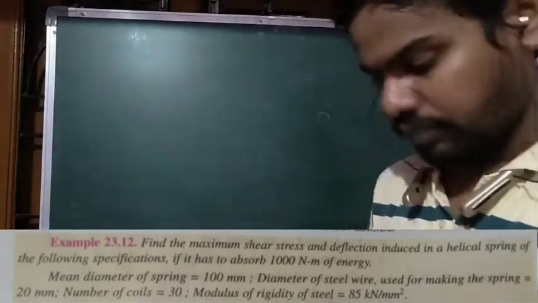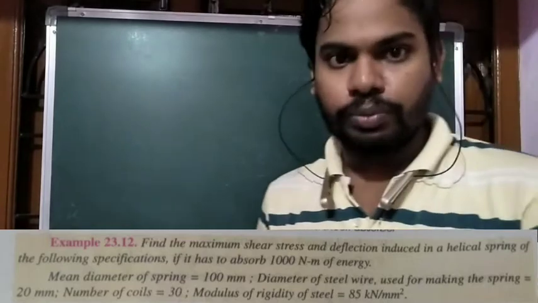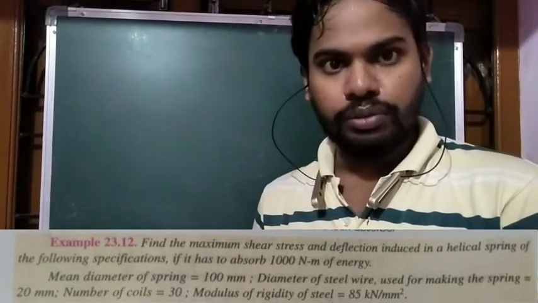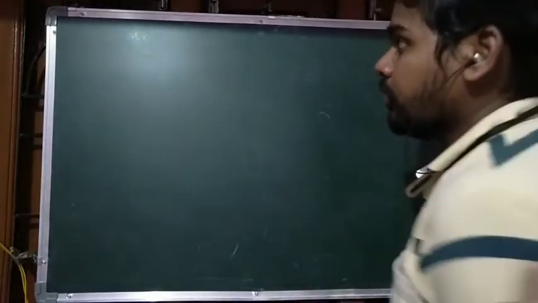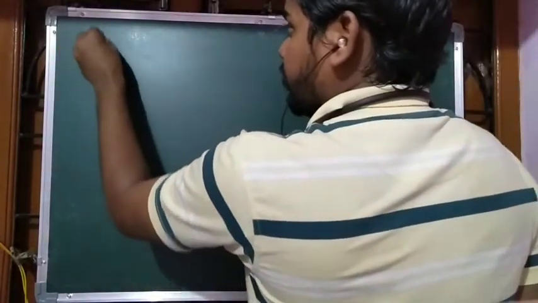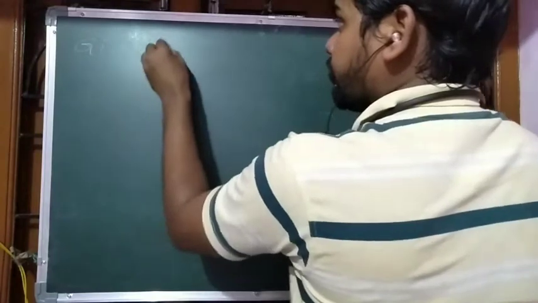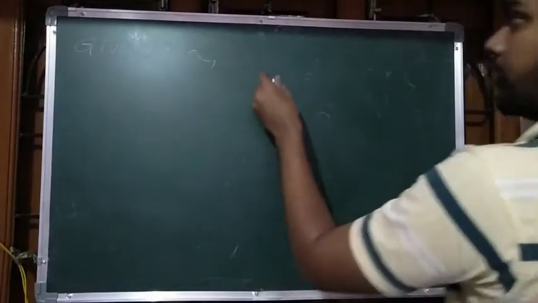So this is a model 2 problem, not a model 1 problem. That means it is related to energy storage capacity. So what is the given data? Just note down the given data.